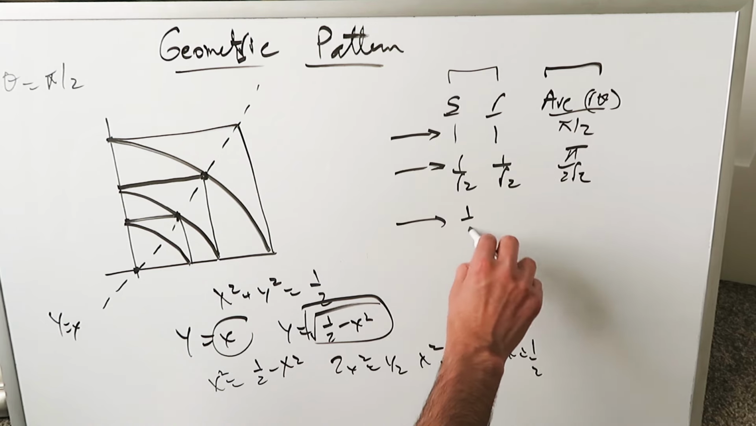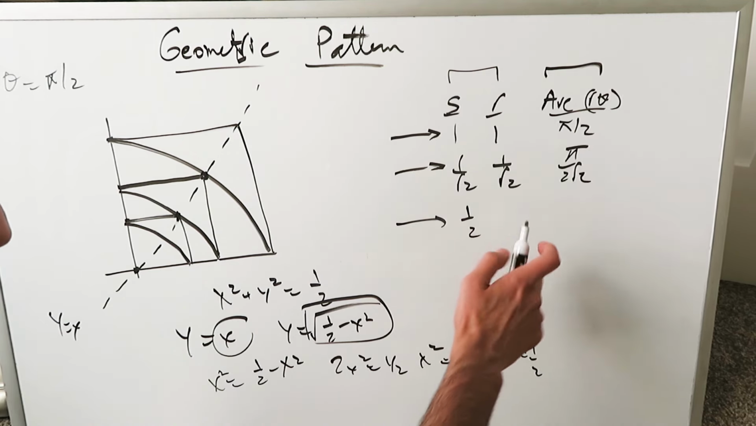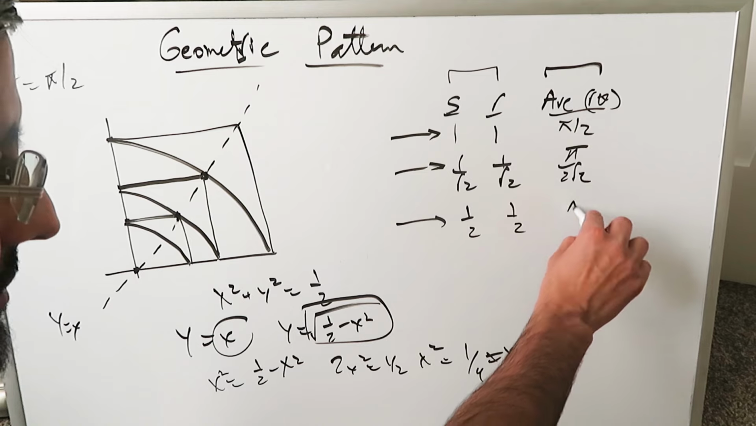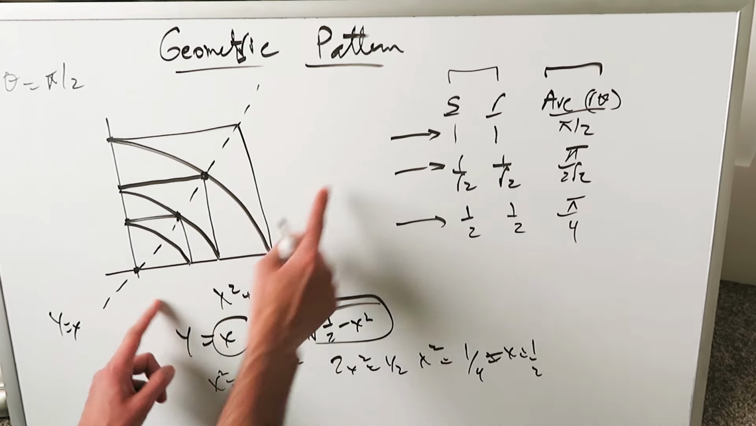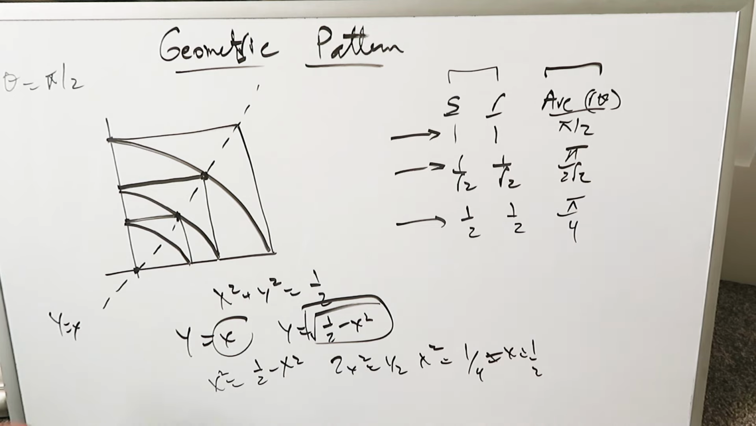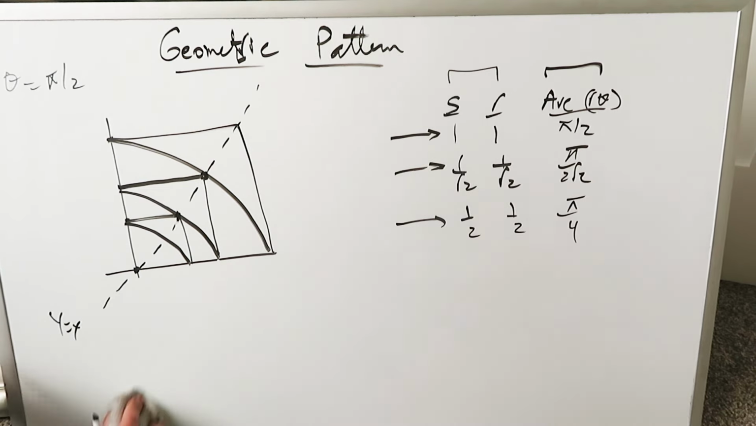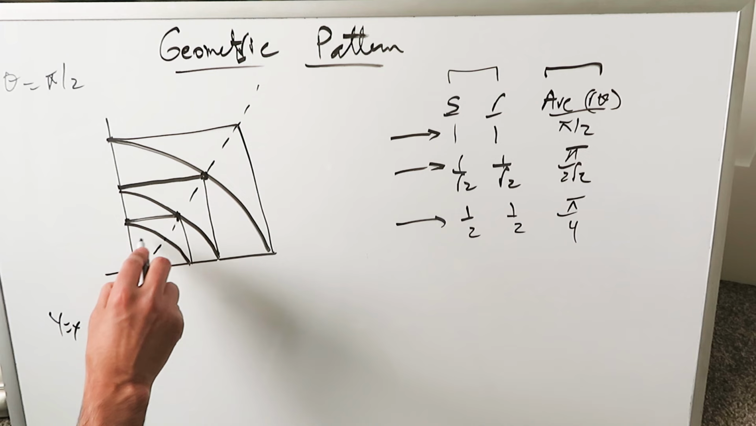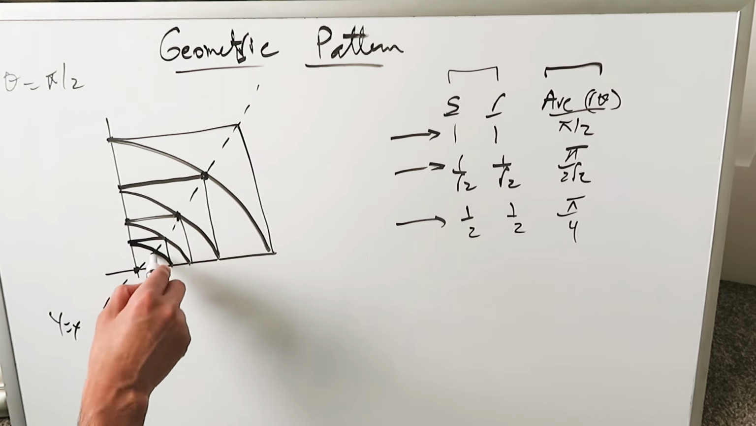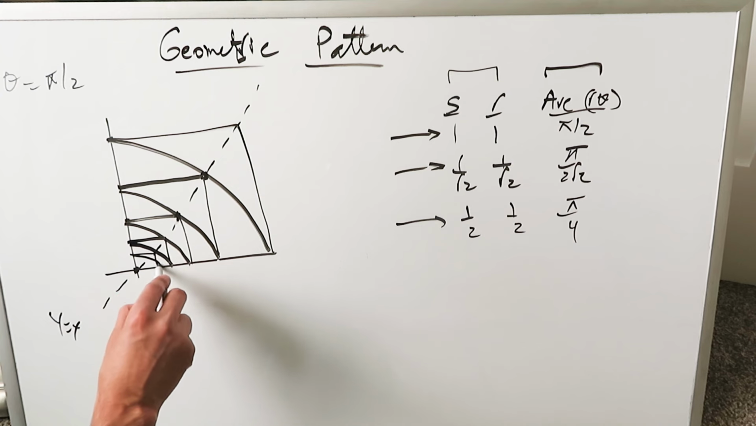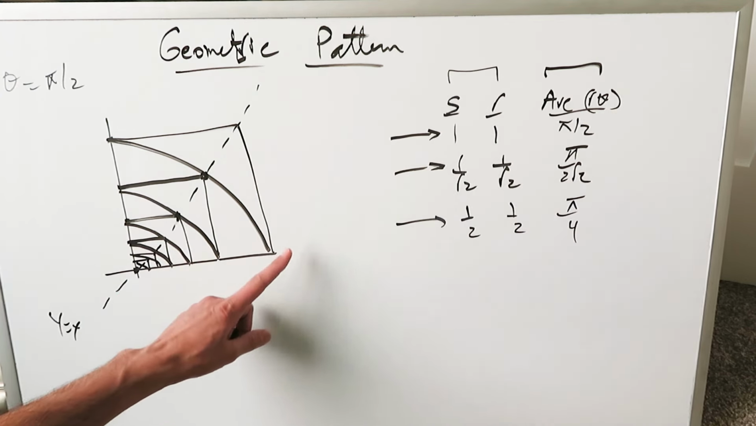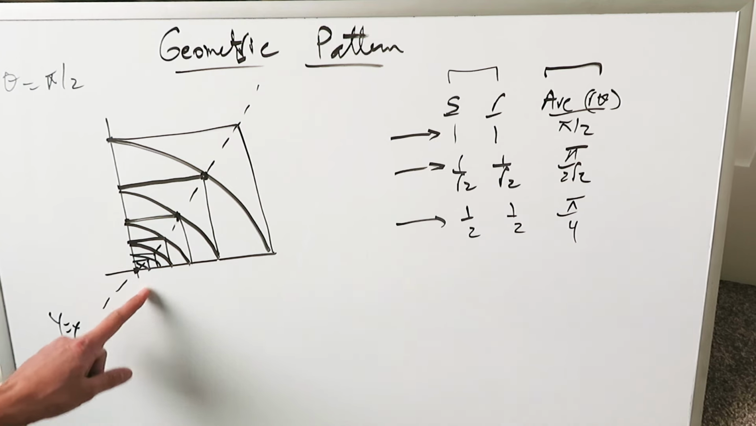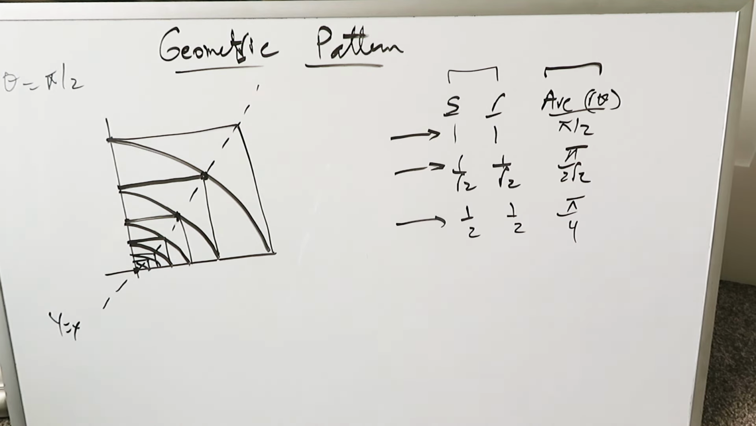My next set of figures is 1 over 2, 1 over 2, and then this will be pi over 4. I have 3 squares drawn, therefore I have 3 rows of dimensions. And now you're getting the idea. Always at the intersection point, we're creating a new square and then a new arc. And then at the next intersection point, a new square and a new arc. And then at the next intersection point, a new square and a new arc. And here's my infinite geometric pattern, which is developing and having a mathematical basis to it.